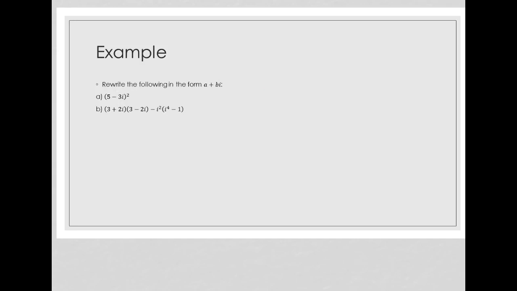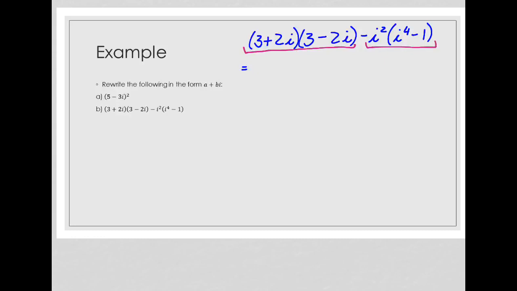Now let's do B. (3 plus 2i) times (3 minus 2i), minus i squared, times (i to the power of 4 minus 1), close bracket. Right, so let's start by parting the terms. Here we have one term and our second term there. So this whole expression consists of two terms. I'm going to simplify the first term and then the second term.